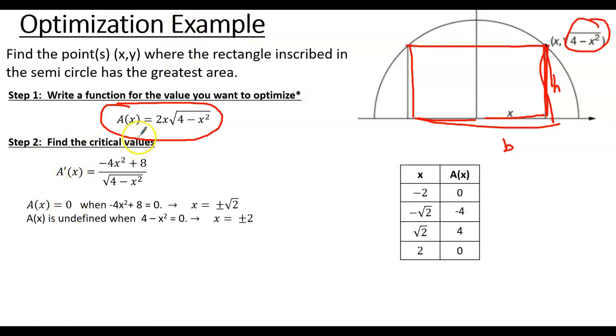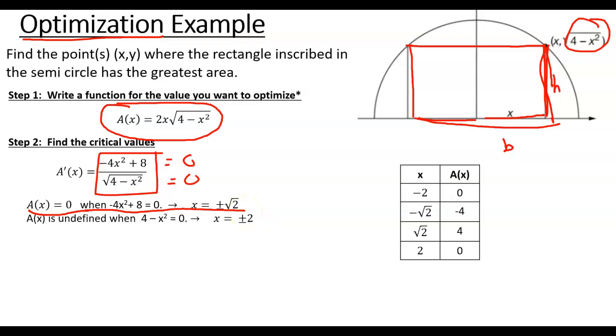Now, this is a very important note for today, even though I'm telling you optimization is not important, but this question is important. Anytime you want to find critical values of a rational expression, you set the top equal to 0, and you also set the bottom equal to 0. When you set the top equal to 0, that's when the function equals 0. So when I do that, I get plus and minus square root of 2.